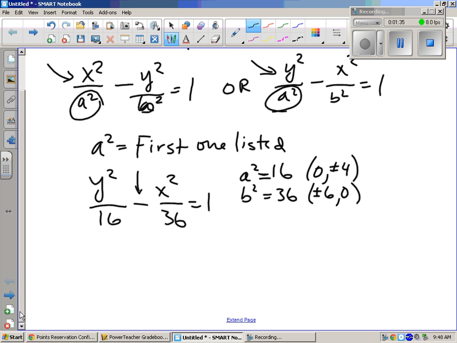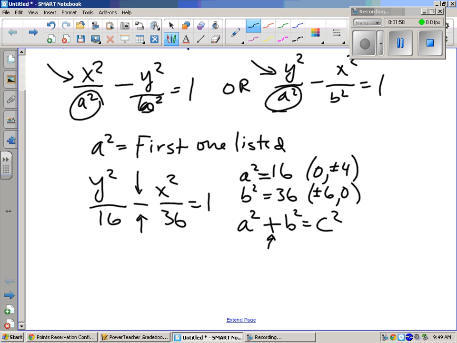And if I wanted to find the focus points, these have focus points as well. The formula is a squared plus b squared equals c squared. So the ellipse, these signs were plus and minus. For the hyperbola, it's minus and plus. So either way, they're always going to have the opposite plus or minus sign there.